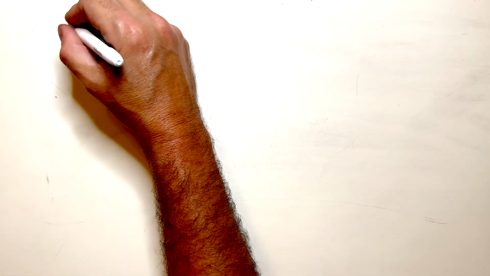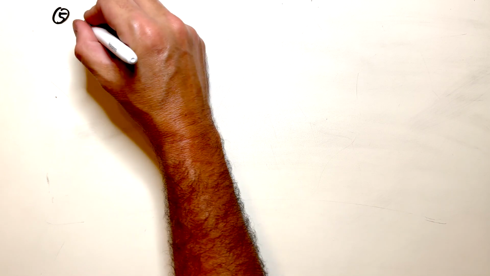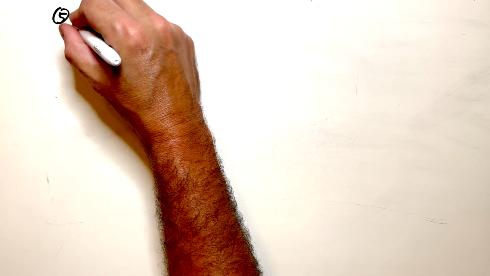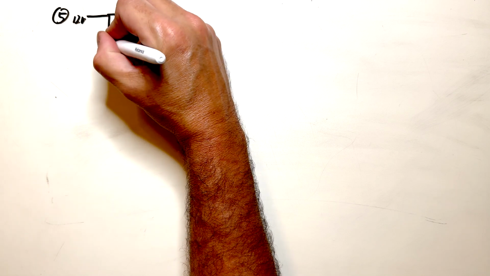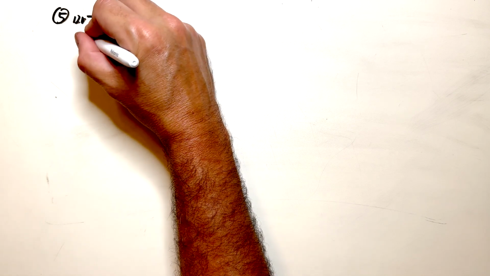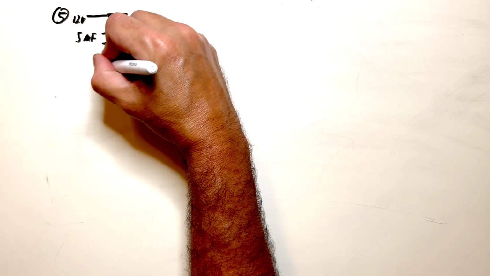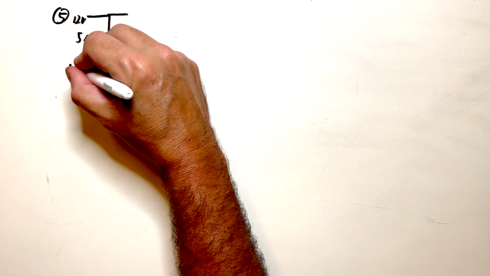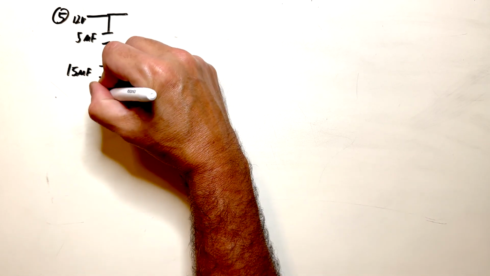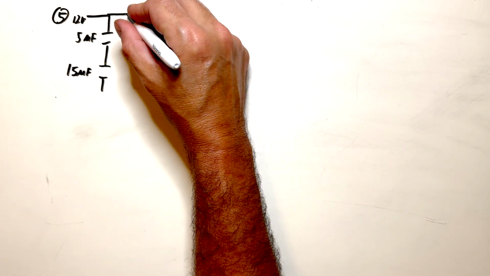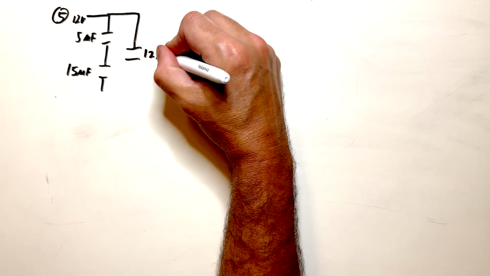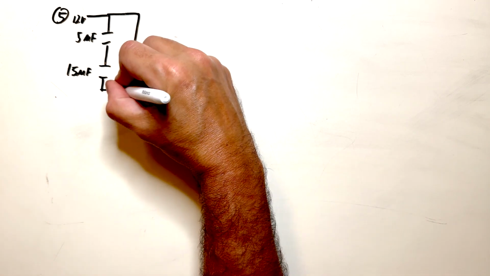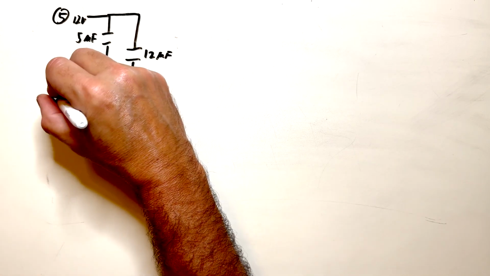First thing we want to do is draw a diagram again. Draw it a little differently this time. I'll have my 12 volt arm up here. I'll have my 5 microfarad capacitor here and the 15 microfarad capacitor here. And then in this arm we'll have the 12 microfarad capacitor. Here's the 0 volts.